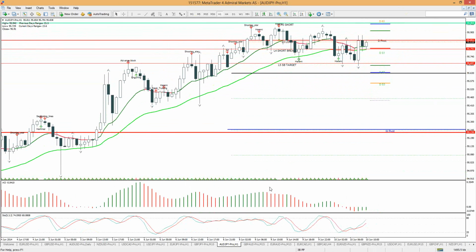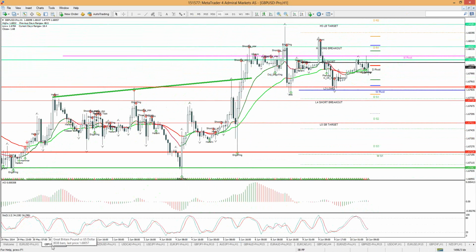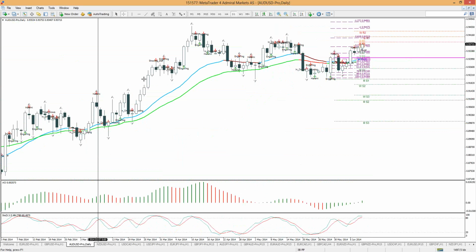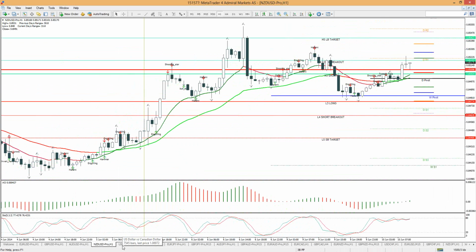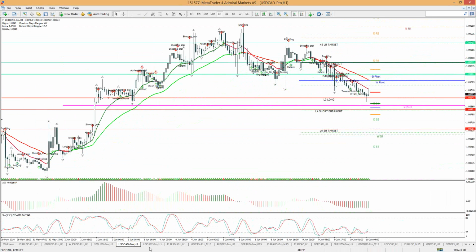Any other questions? Maybe you got a lot of questions today. That's great. Happy to hear that. Otherwise, let's take a quick look at all the currencies here, see if we missed anything.